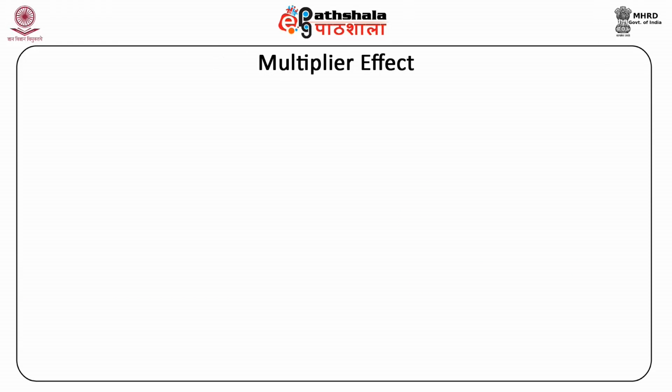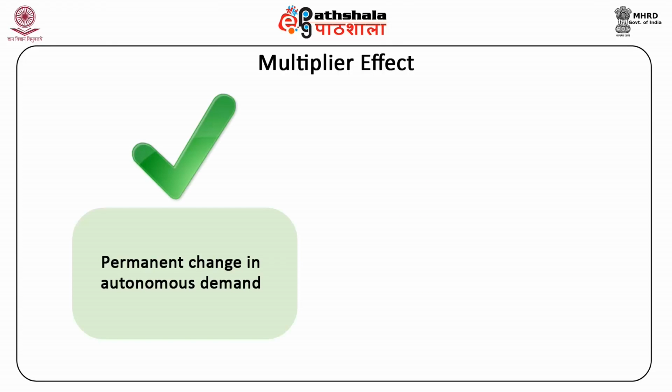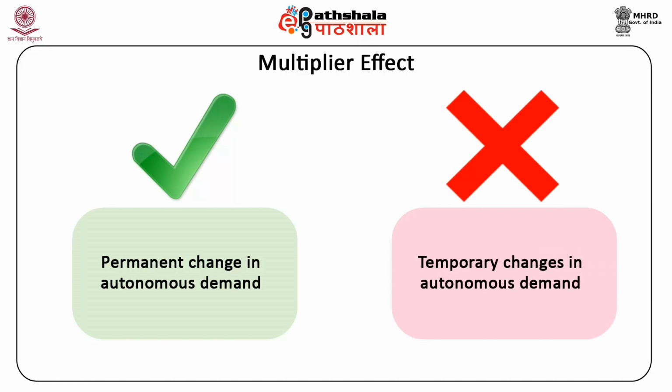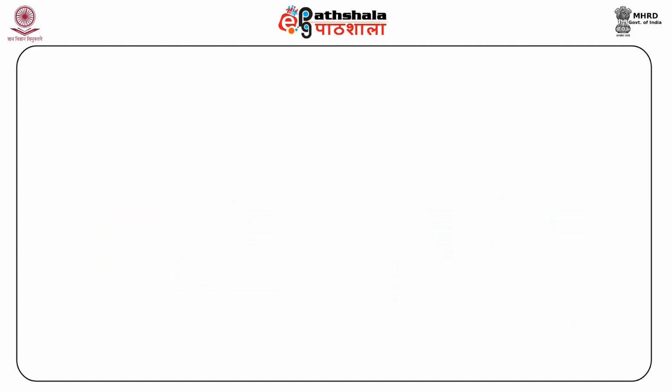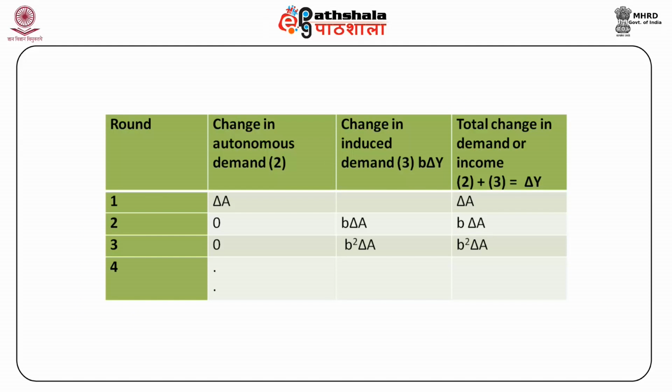Multiplier works only if there is a permanent change in autonomous demand. It does not work for temporary changes in autonomous demand. In the table, if the increase in autonomous expenditure is temporary and in round 2 delta A equals 0, then the total change in demand over successive rounds will equal the change in induced spending only. As the number of rounds increases, the total change in income will approach 0.